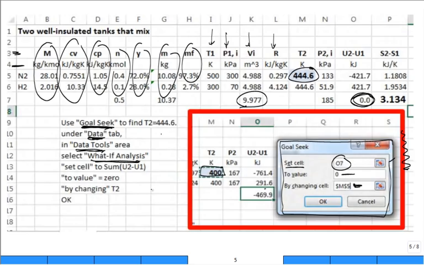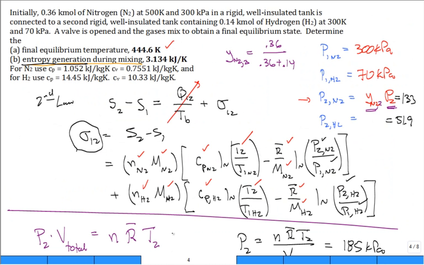So I encourage you to take a look at that. And then I did the entropy calculations likewise. So that's our final entropy value. That's an increase in entropy due to entropy generation of 3.134 kilojoules per Kelvin. Thank you for your attention.